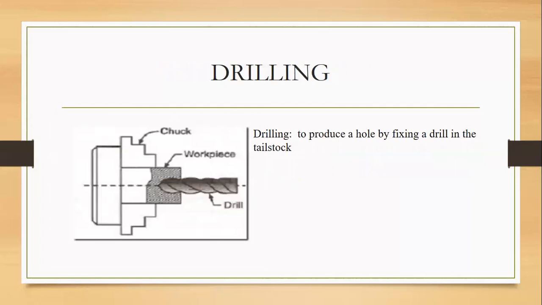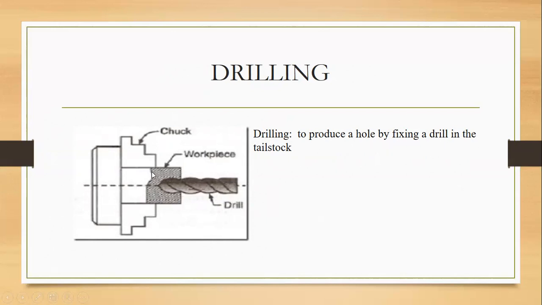Another one, drilling. Already you know in your house they do the drilling to make a hole in the wall. So drilling means we use it to produce a hole. What is the meaning of drilling? To produce a hole. The operation is to produce a hole by fixing a drill in the tailstock.